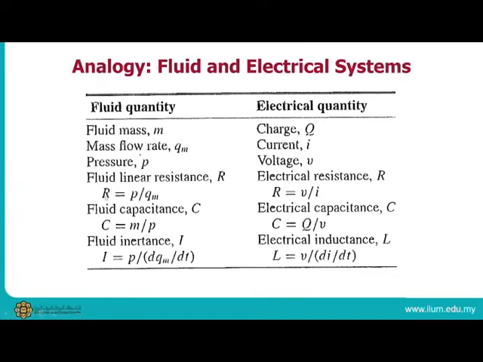So fluid resistance is equal to P over Qm, and electrical resistance is V over I. For the fluid capacitance, it is M over P, or just now we talked about M over dP, right? And then electrical capacitance is Q over V. Fluid inductance is P over dQm over dt, and electrical inductance is L, equal to V over di over dt.